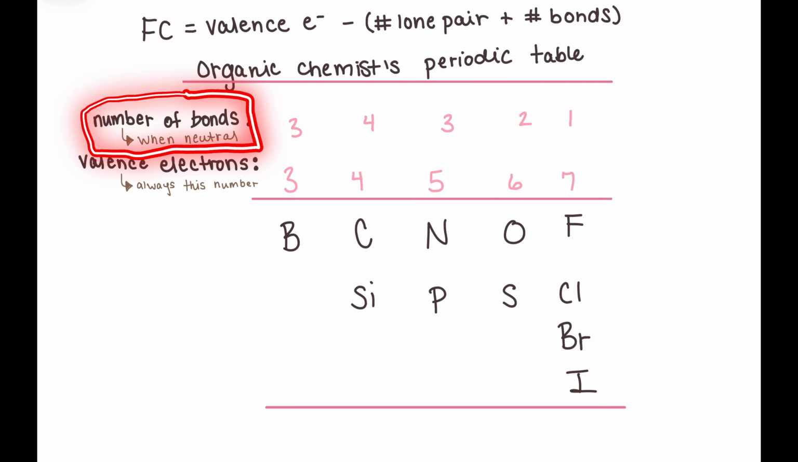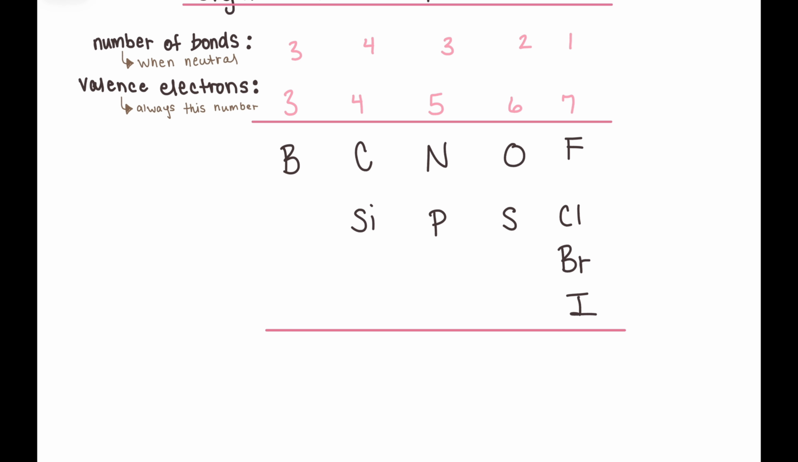How many bonds does carbon have? How many bonds does oxygen have? Starting with boron. Boron has 3 valence electrons and it will have 3 bonds when it's neutral. So for example, you might see BF3. Well, boron has 3 valence electrons, so it's going to have 3 bonds when it's neutral.